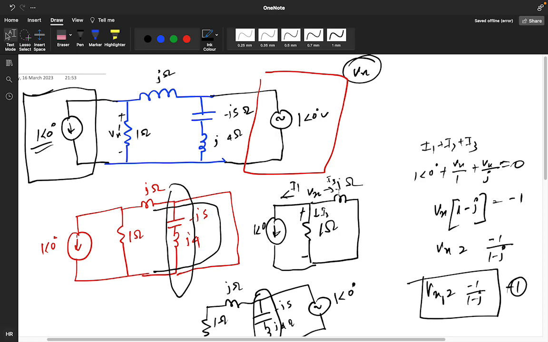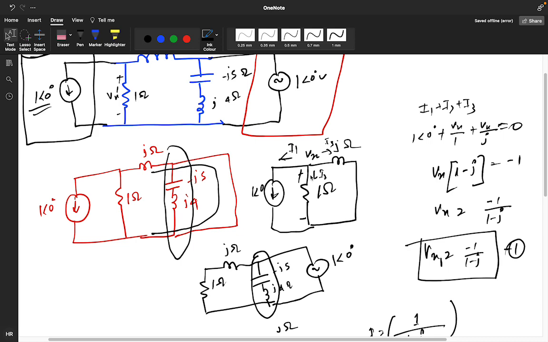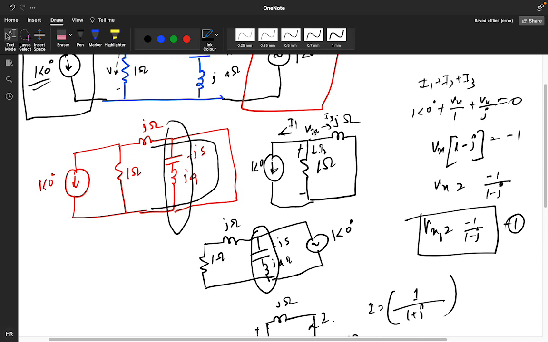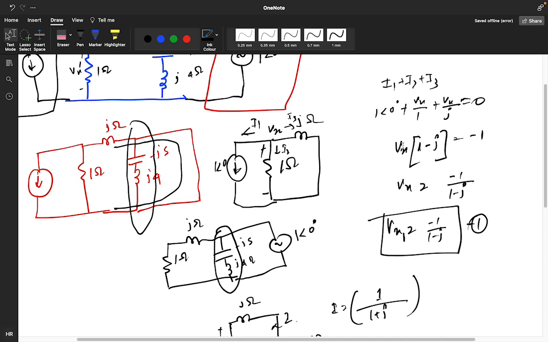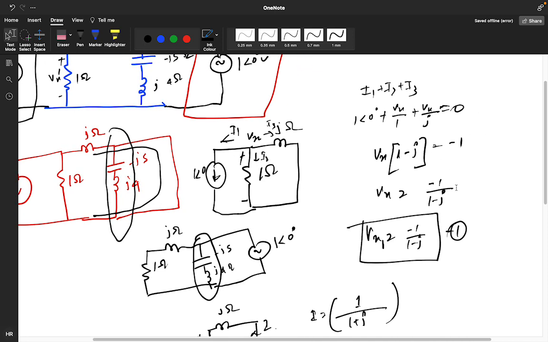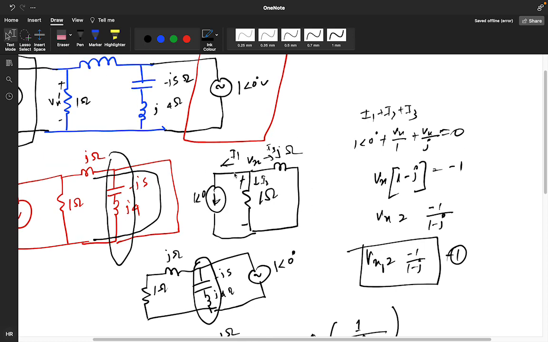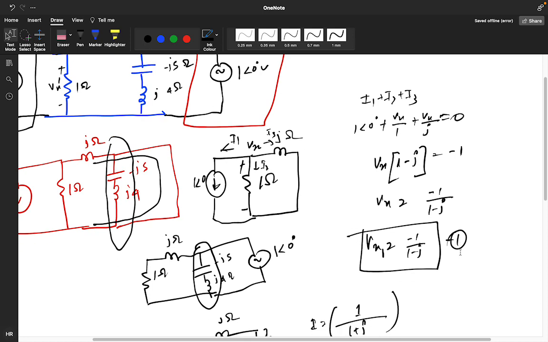Now you have the things like this, and you need to find the value of Vx across this. Apply the nodal analysis and get the results. While applying the nodal analysis, I got the Vx1 value as -1 divided by 1 minus j. How so? Current is going 1 at an angle 0, Vx by 1 is coming, and Vx by j is coming. So I solve like this, and -1 divided by 1 minus j, I'm getting equation 1.